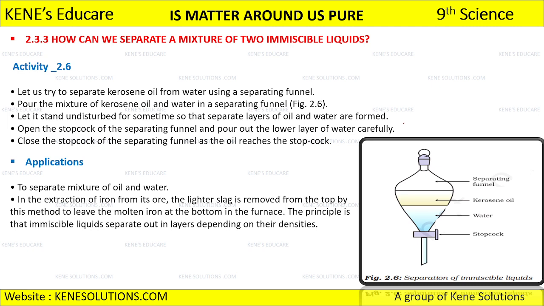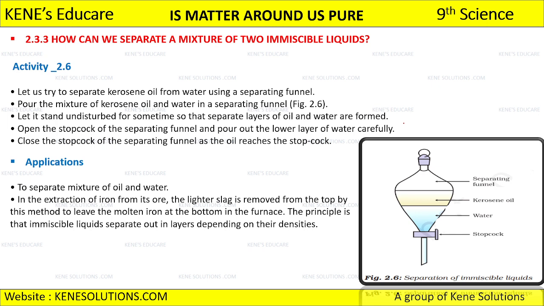What we will do? We have to pour the mixture of kerosene oil and water in a separating funnel. As you can see, this is how the separating funnel looks like. Okay, then let it stand undisturbed for some time so that separate layers of oil and water are formed.